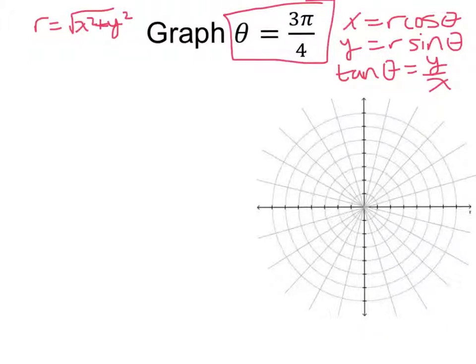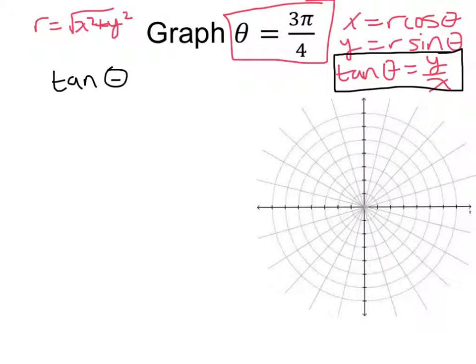the thing that has theta, a lot of these things have theta, but I'm going to pay close attention to this one right here. Tangent of theta equals y over x, right? If I can see a tangent of theta, I can change that to a y over x. So what I'm going to do in this polar equation here is I'm going to take the tangent of both sides. I'll get tangent of theta equals the tangent of 3 pi over 4. And with that, we know that the tangent of 3 pi over 4 is -1.